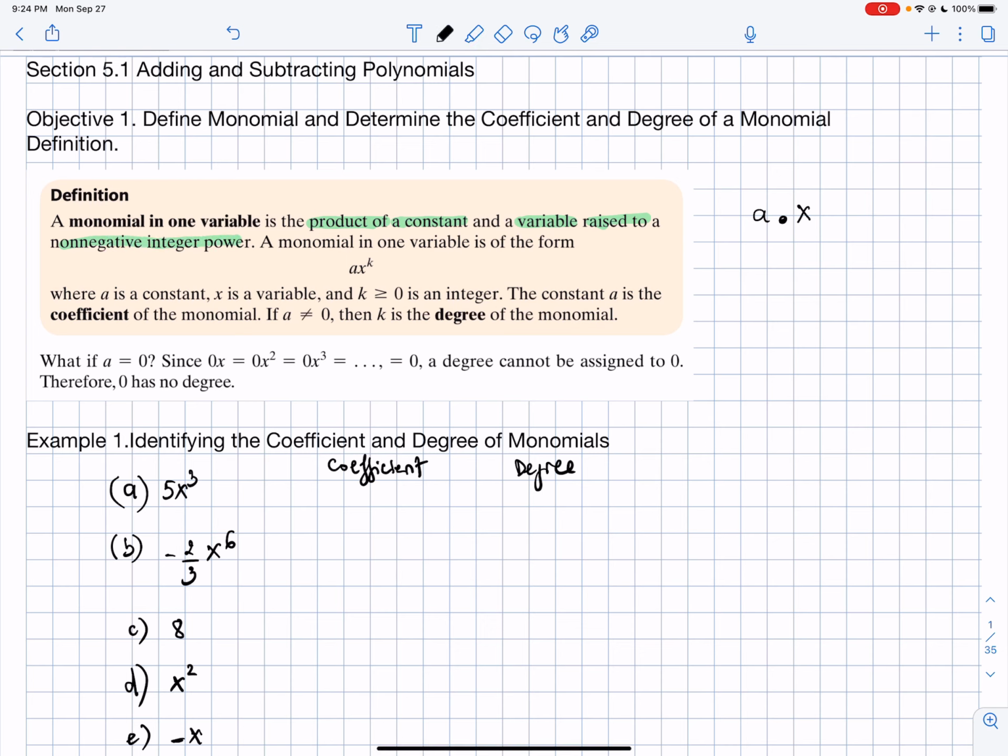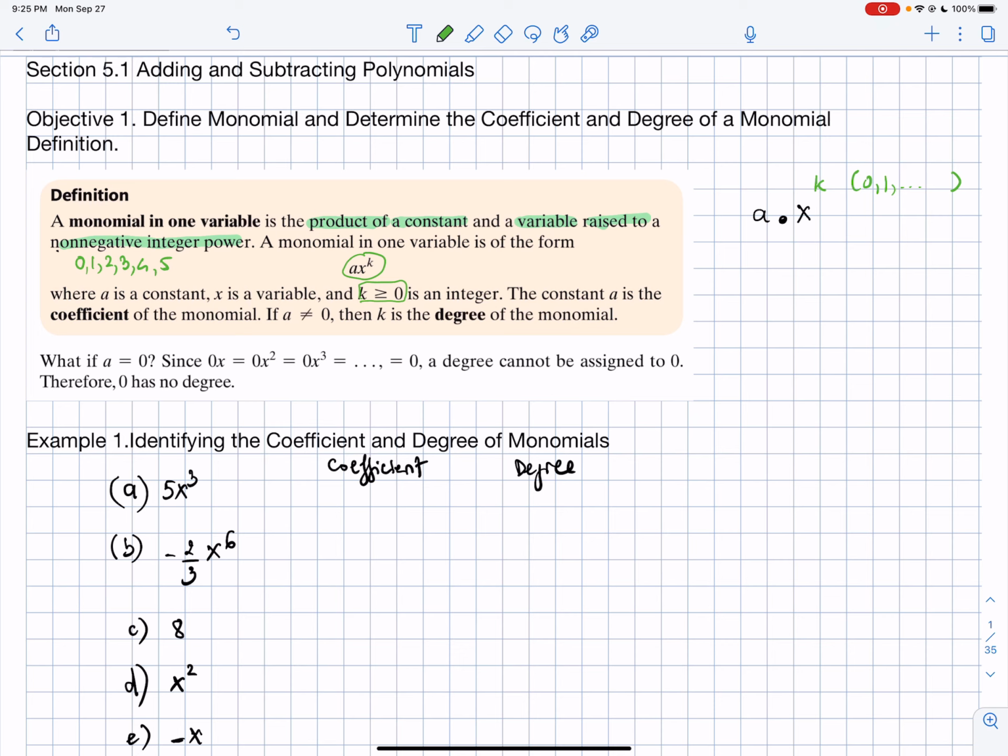Non-negative integer means 0, 1, 2, 3, 4, 5. So x to the power of k, and k will be 0, 1, 2, 3, 4, 5, and so on. It's called the non-negative integer power. That's why you have the form ax to the k, and k is greater than or equal to 0. So k is 0, 1, 2, 3, 4, 5.